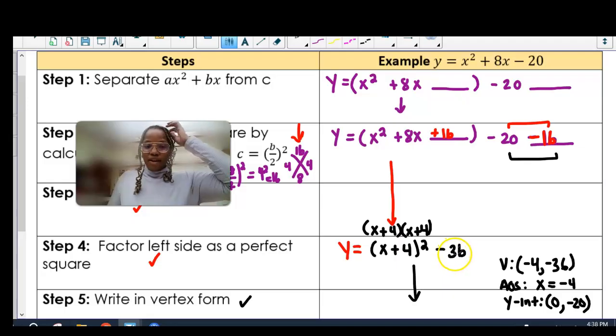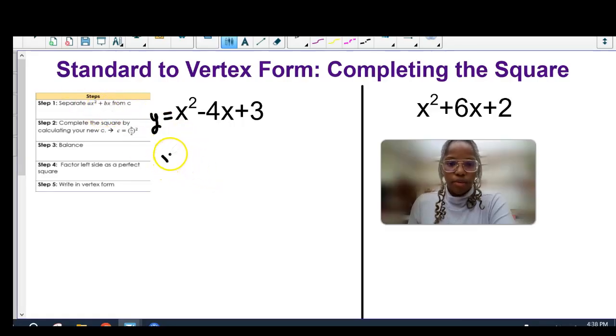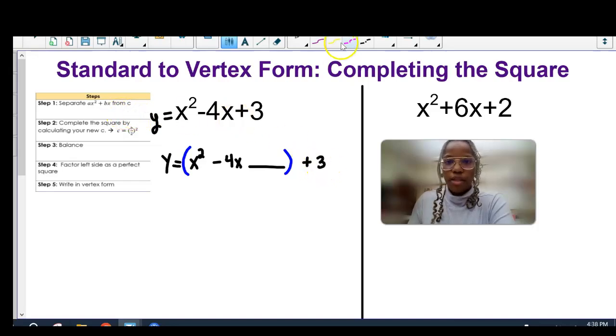All right, let's do one more example together, then I'll have you all try it out. And just know, once you get really comfortable with this, the steps are going to go pretty quickly, okay? All right, so first things first, we're going to separate the ax squared plus bx term. So I'm going to say y is equal to x squared minus 4x. I'm going to leave a blank here because eventually we're going to add something there. And then the c is plus 3. And then I'm going to put another blank there as a reminder to put something there.